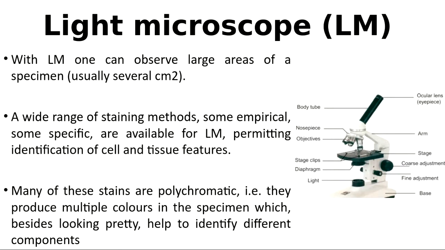So light microscopes, we can stain different tissues and we can see them under the light microscope. The most common stain used is hematoxylin and eosin stain. So any tissue you can stain and you can see under the light microscope. Many of these stains are polychromatic, that is, they produce multiple colors in the specimen component. So there are different stains with different colors, but the most common is hematoxylin and eosin stain, and hematoxylin is usually blue in color and eosin red or pink in color. So that is why there is a contrast. You can see and appreciate the cellular architecture properly.